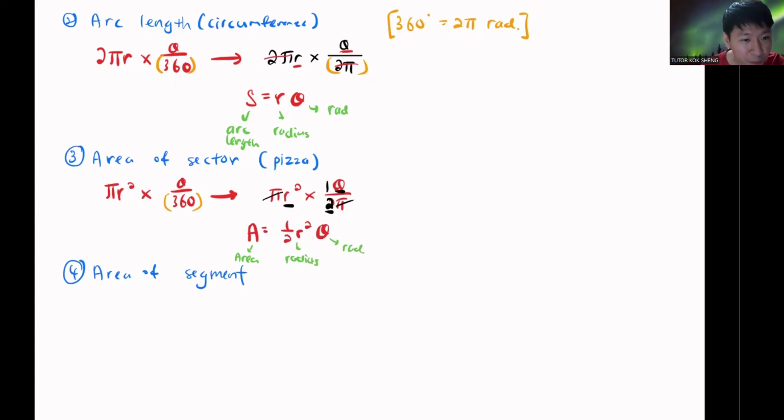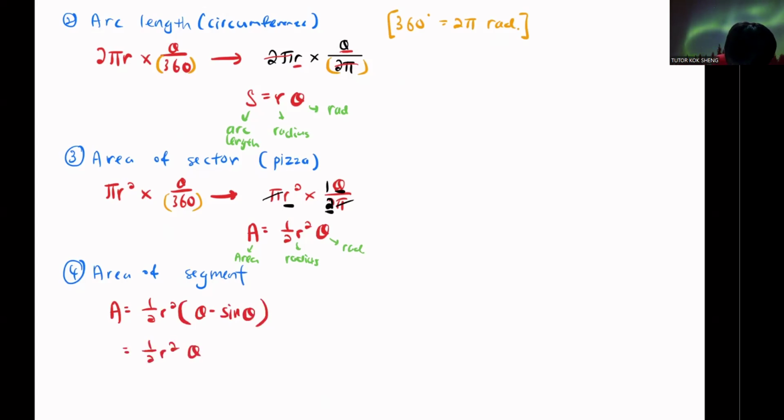Okay, one more, last. The last formula is the segment formula. This is the formula. So the segment formula, you can understand this way. If I expand the bracket, I get these two, right? Okay, so I explain to you.